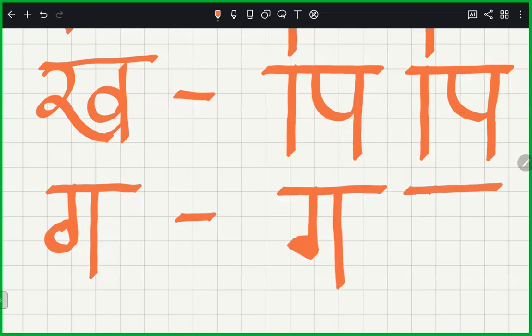Now, this triangle is not filled just because my pen has filled it on its own, so you don't need to scribble and fill it inside. It should look like this. Only when we use thick markers, then this space in between gets filled. Otherwise, you don't need to scribble and fill the gap in between. It can look like this as well. So this is Ga, very simple, almost similar to what we have in Devanagari. The only thing is, it's not a round shape here, it's a smaller triangle towards the end.